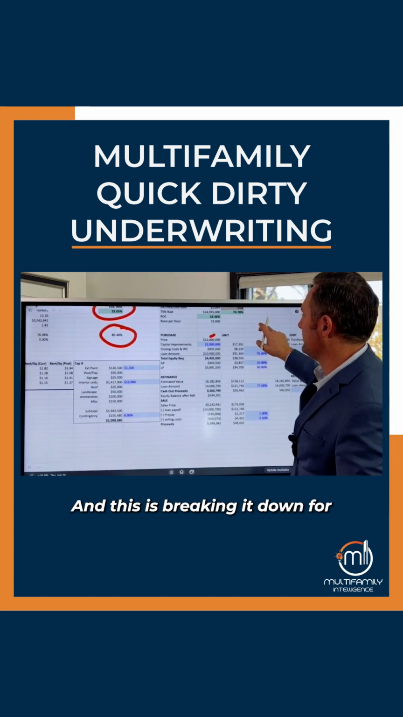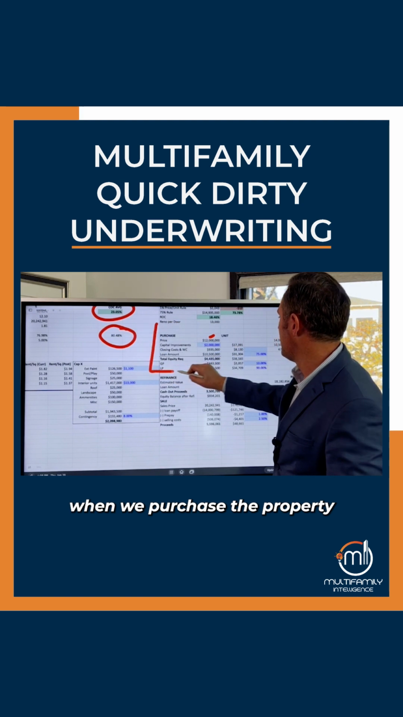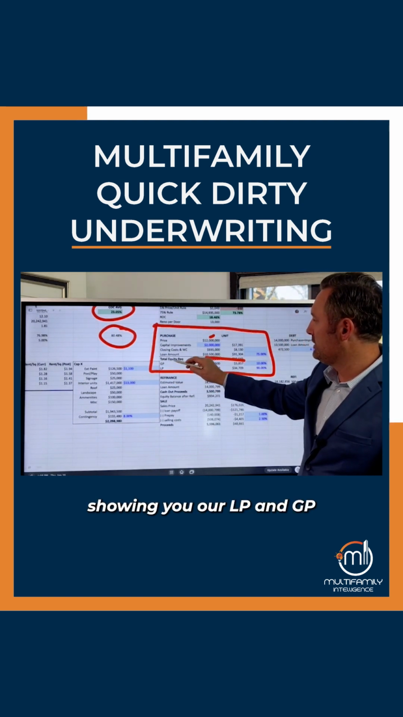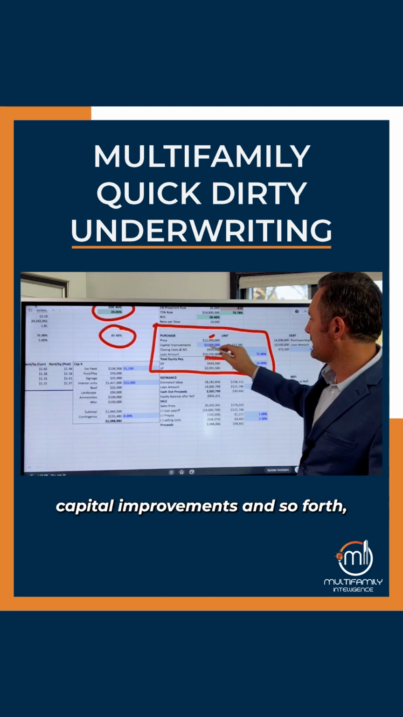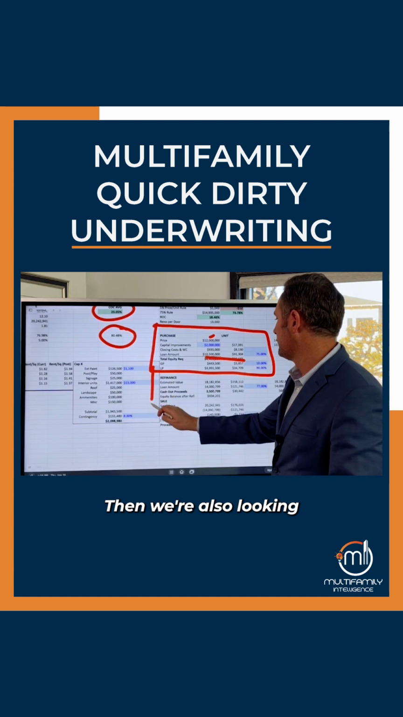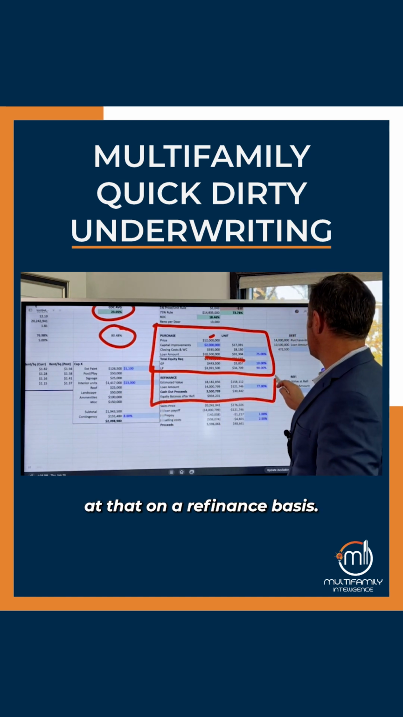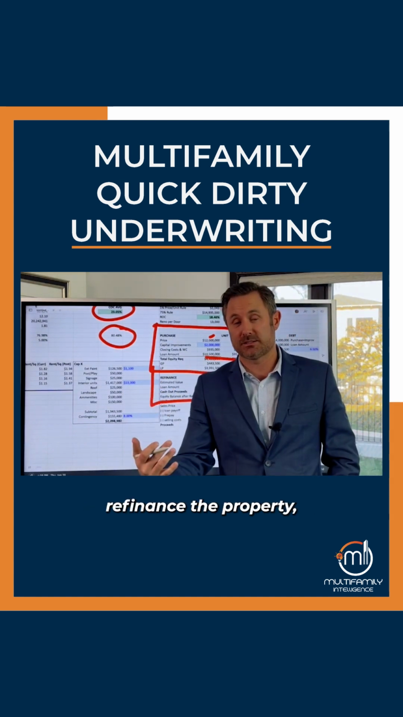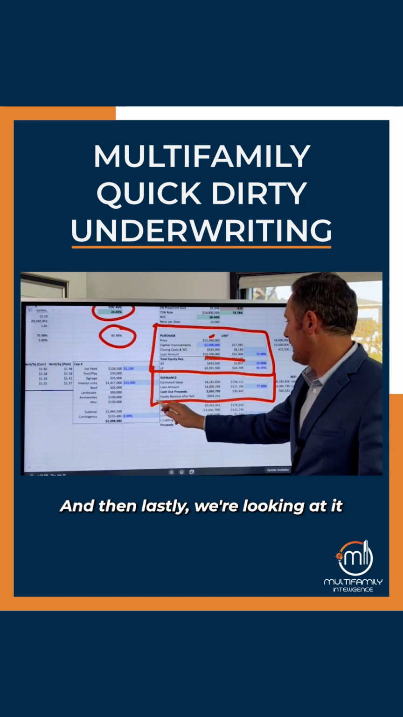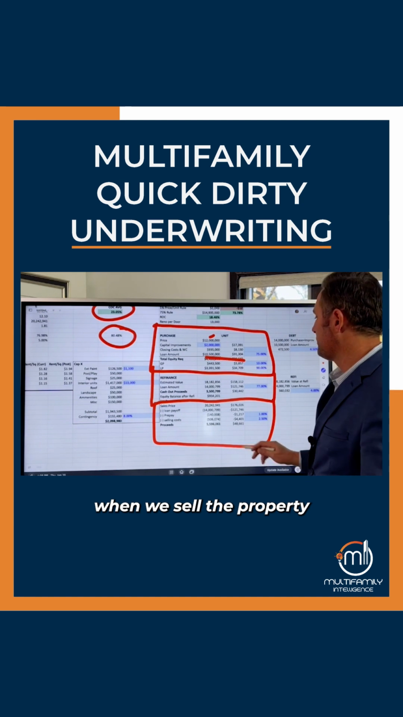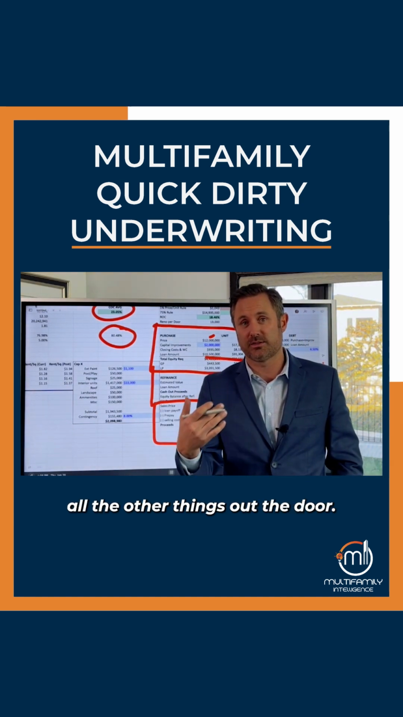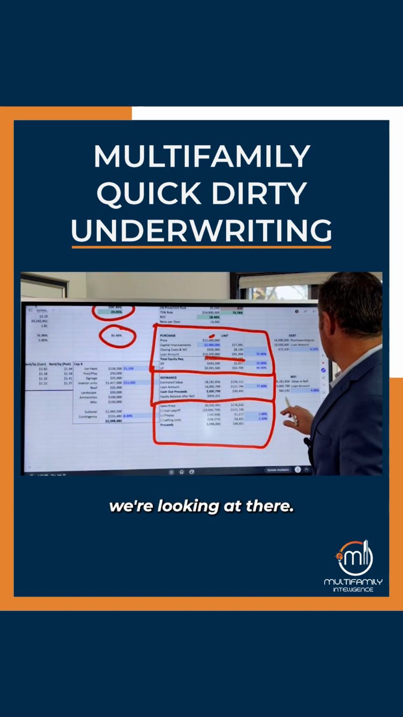And this is breaking it down for when we purchase the property, showing you our LP and GP equity, loan amounts, closing costs, capital improvements, and so forth, the price of the property, etc. Then we're also looking at that on a refinance basis. So when we refinance the property, what does that look like? What does our loan look like, etc. And then lastly, we're looking at it when we sell the property. What is the sales price expectation, closing costs, all the other things out the door. So those are the things we're looking at there.